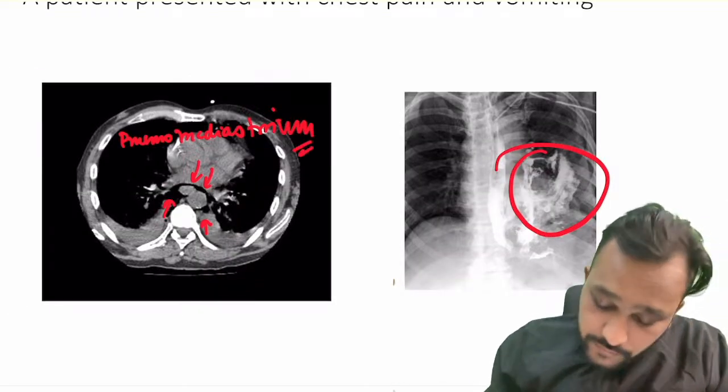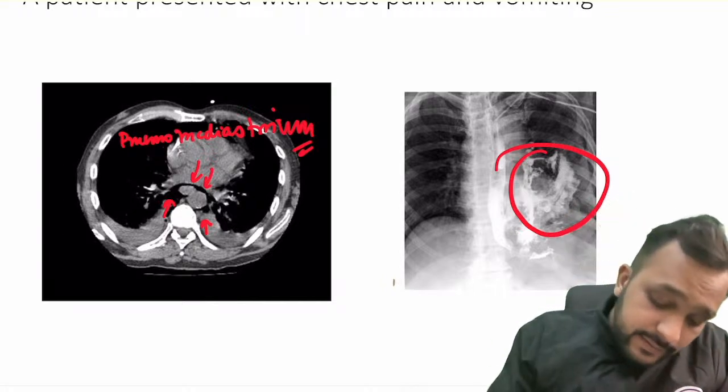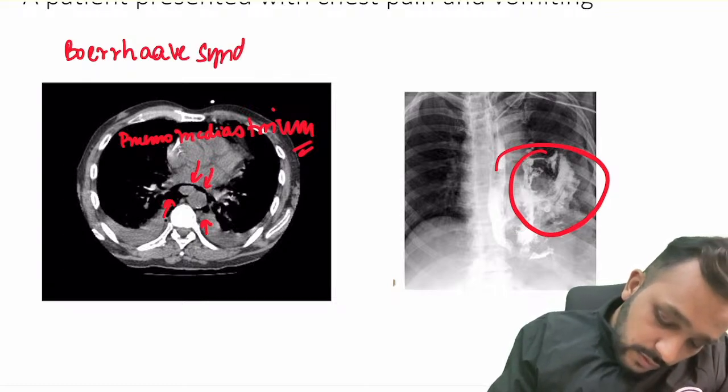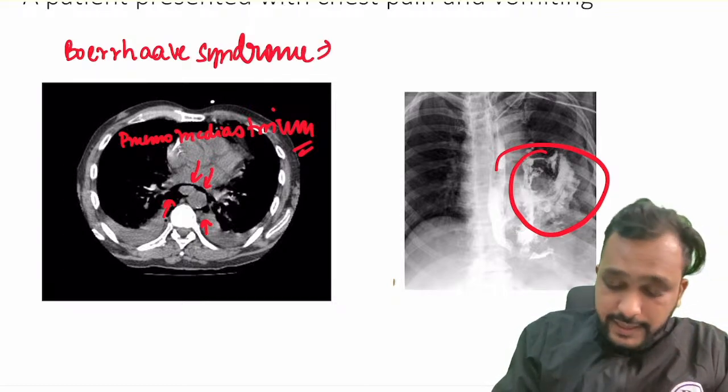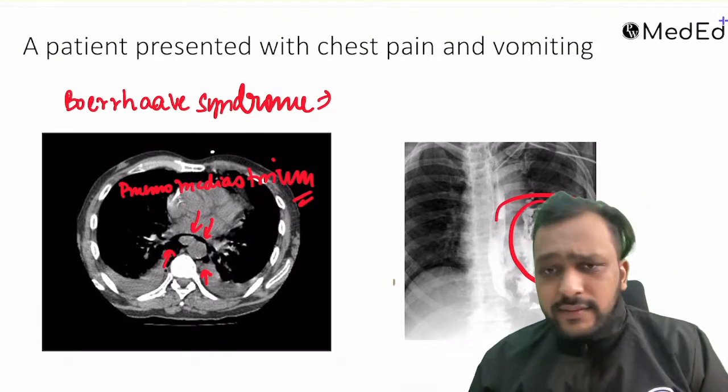So this leakage of barium into the chest is due to esophageal rupture, and this is a case of Boerhaave syndrome, in which you are going to have a triad of chest pain, vomiting, and subcutaneous emphysema.